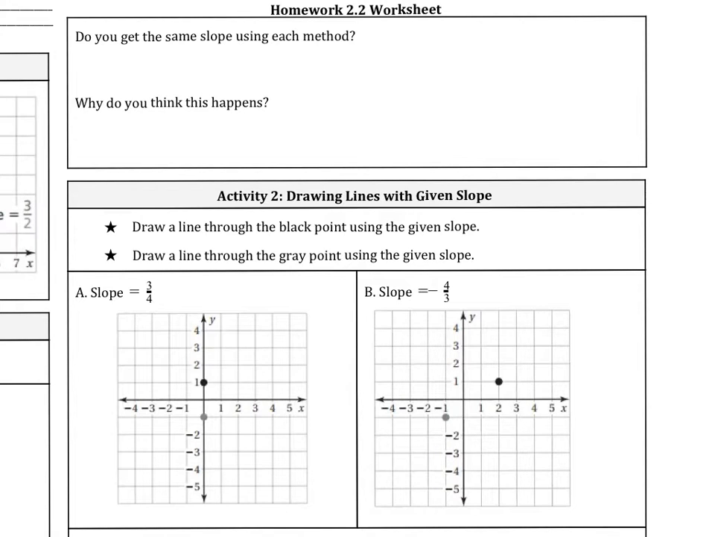2.2 Day 1: Slope of a line. Let's just answer these two questions right here. Do you get the same slope using each method? And we saw that we got the same slope using both of the methods. Why do you think this happens? Because we simplified the fraction, that's why we got the same slope using each method.